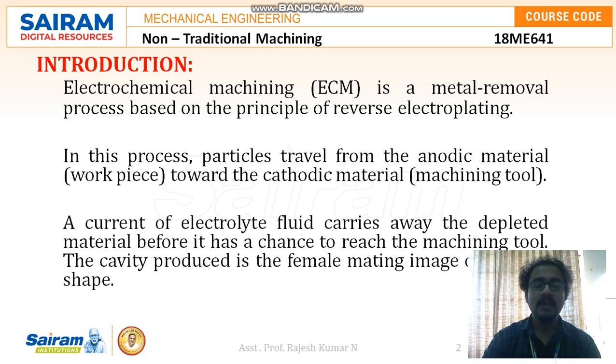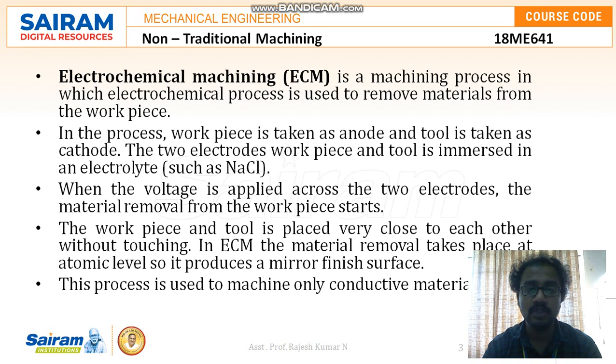Basically in this process particles travel from the anodic material. Here the anodic material is nothing but the workpiece, which I am keeping towards the cathodic material. The cathodic material is nothing but the tool. In other non-traditional machining processes we call it an electrode, but here we will be calling it a machining tool. A current of electrolyte fluid carries away the depleted material before it has a chance to reach the machining tool. So the cavity produces the female mating image of the tool shape.